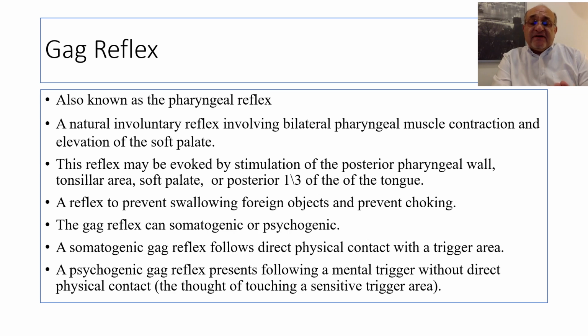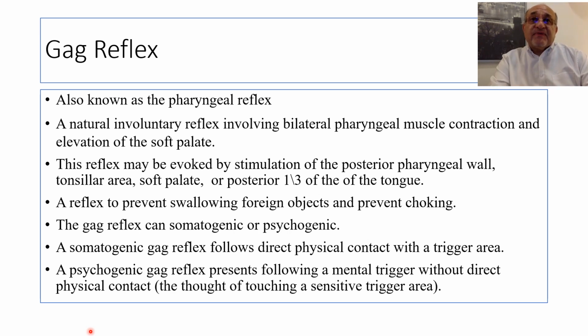By definition, the gag reflex, sometimes also called the pharyngeal reflex, and we will understand why. The gag reflex is a natural, involuntary reflex that involves the bilateral pharyngeal muscle contraction and the elevation of the soft palate. So it's a natural, involuntary reflex.